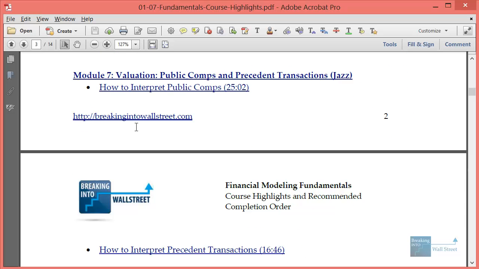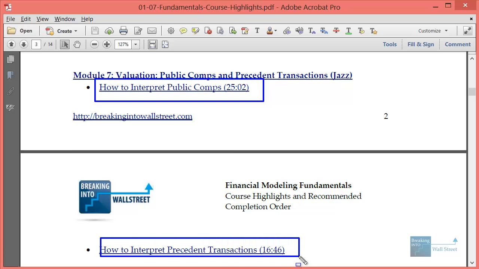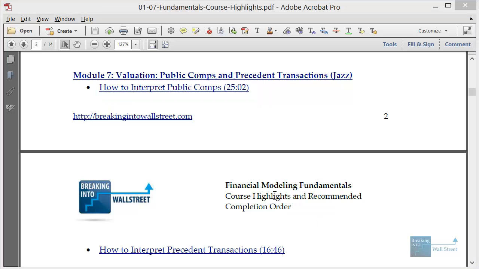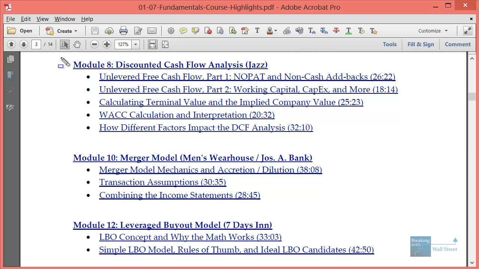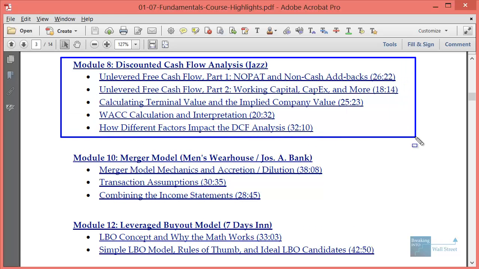Beyond that, in the valuation modules, there's a lot of material on public comps and precedent transactions, but the truth is that if you understand how to interpret them and what they mean, those are the most likely interview questions. So we recommend actually just looking at those 2 lessons. Then the one on the discounted cash flow analysis, this is another classic interview question, so you need to know a good amount of material here.